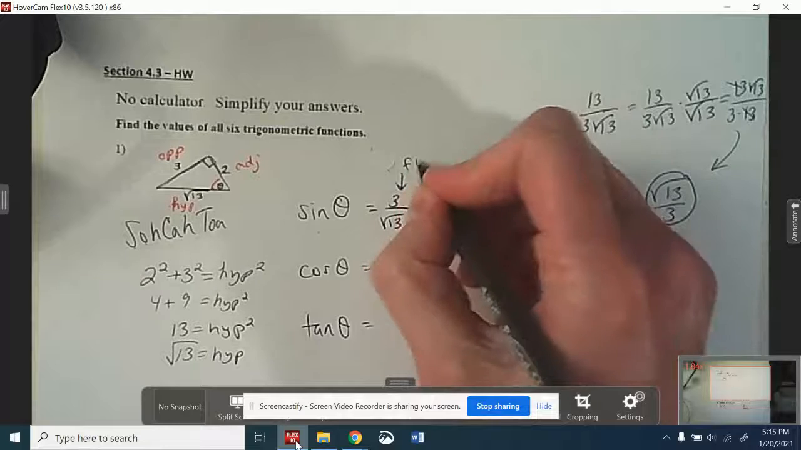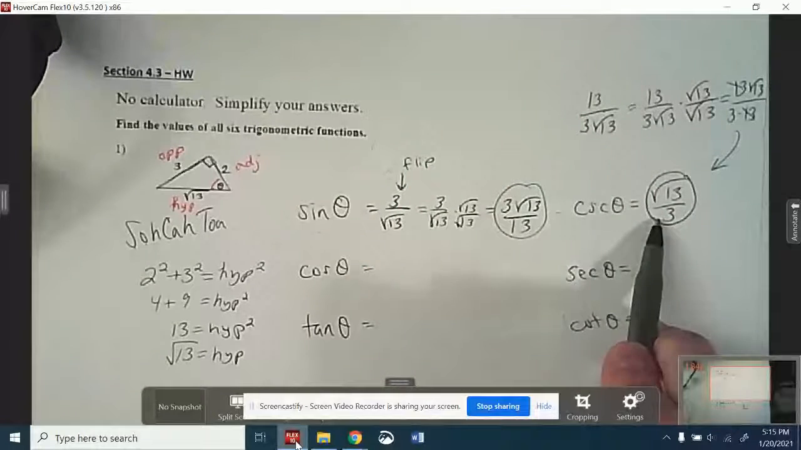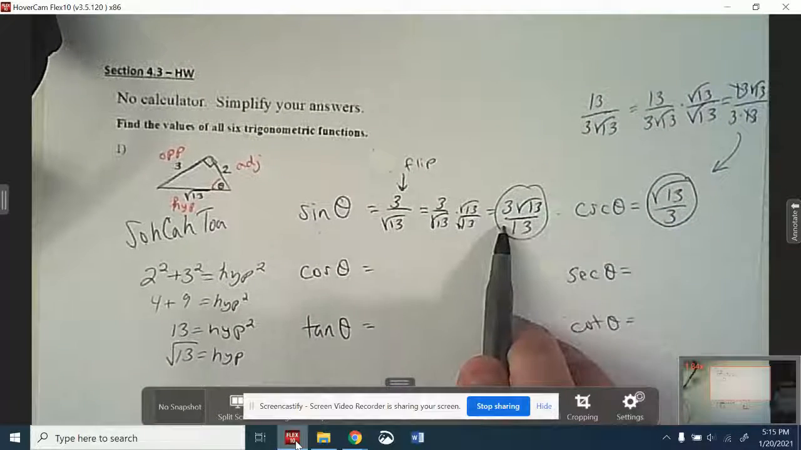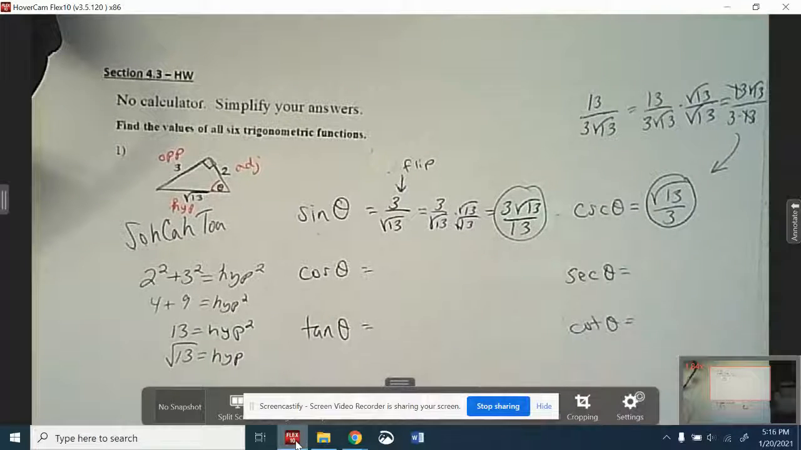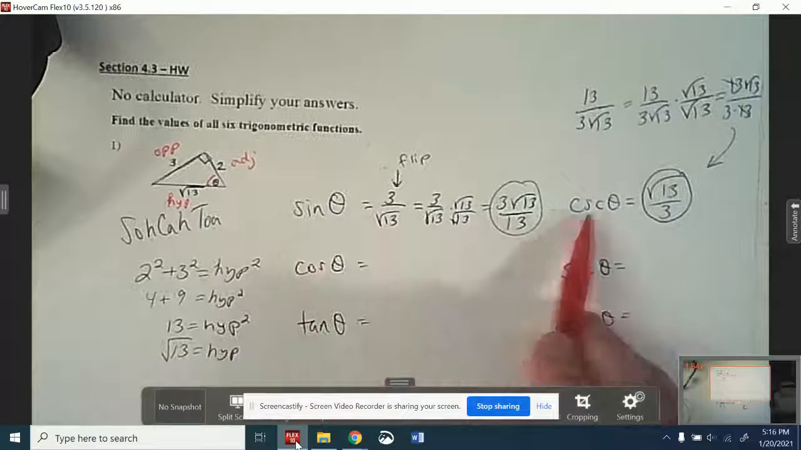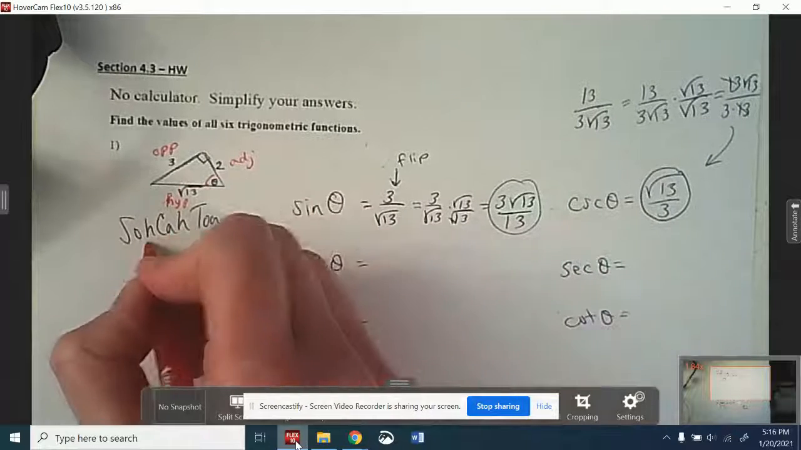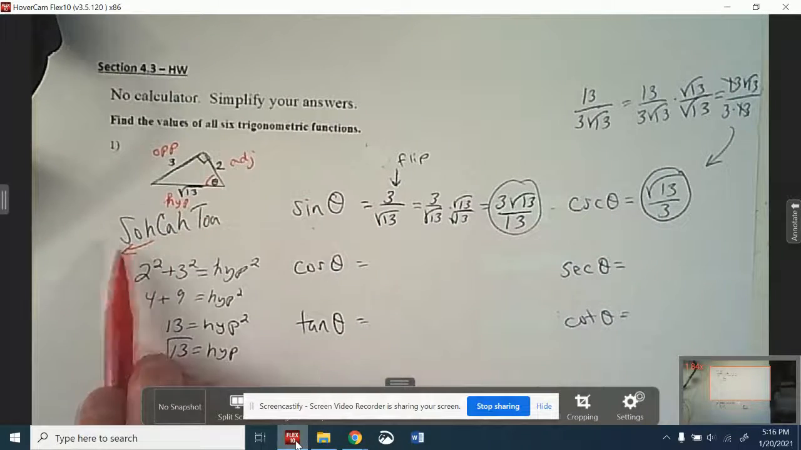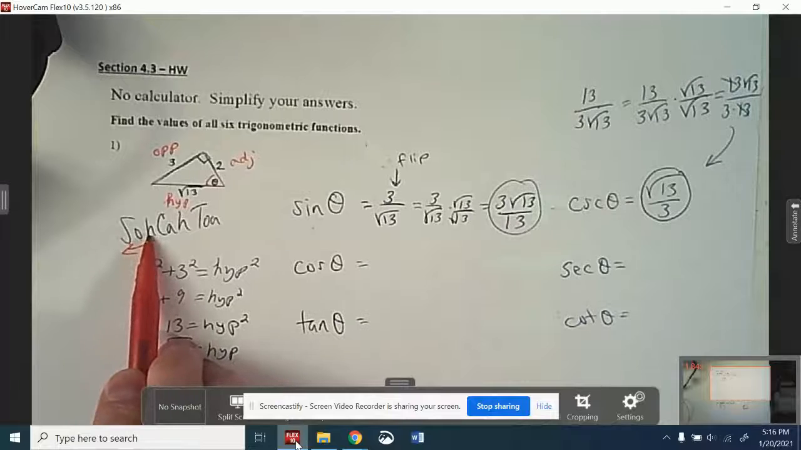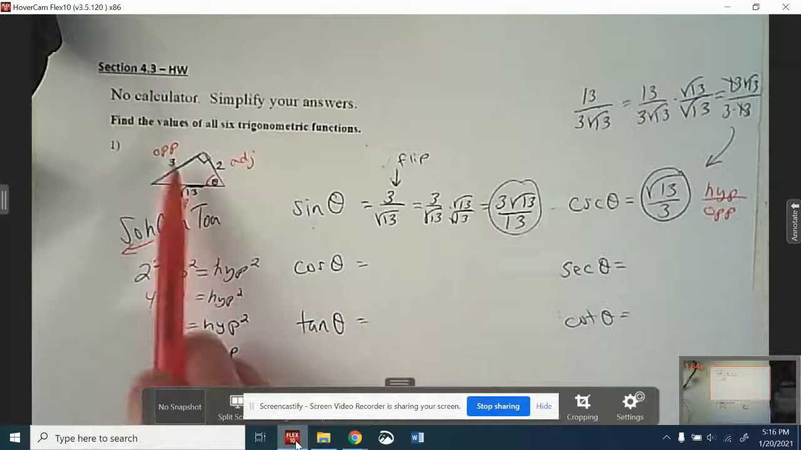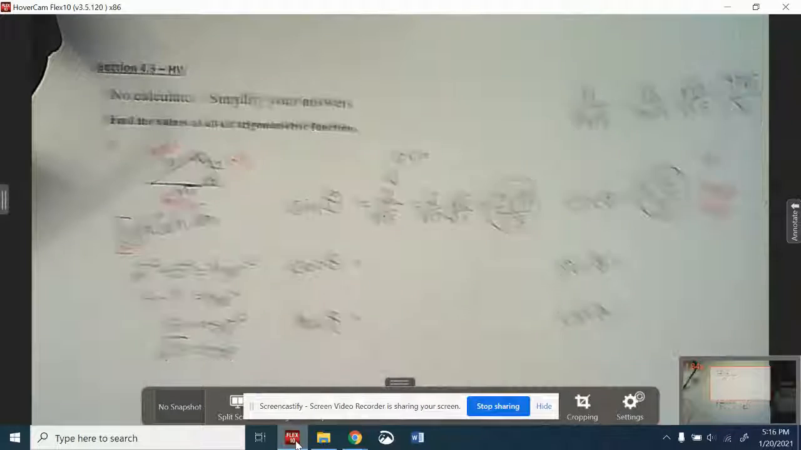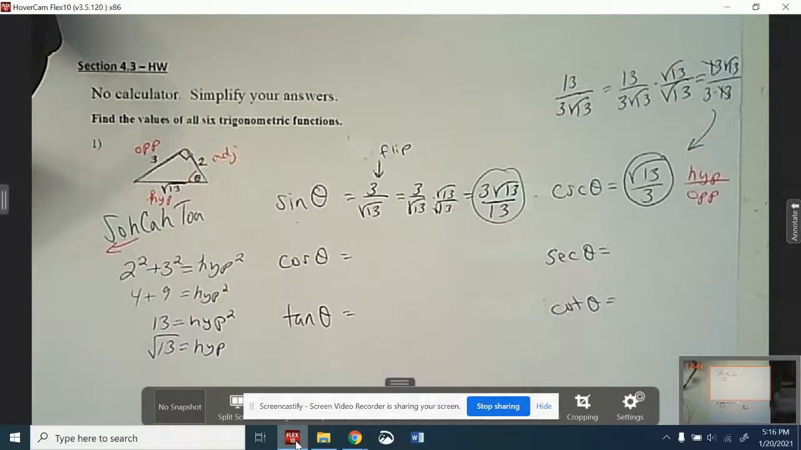So you want to flip this one to get the reciprocal of cosecant instead of this one, just because it's less work for you. The other way to get cosecant, if you like, is to use the definition. Since sine and cosecant are reciprocals, if you read this backwards, since the definition of sine is opposite over hypotenuse, then the definition of cosecant is hypotenuse over opposite. So hypotenuse over opposite would be radical 13 over 3.